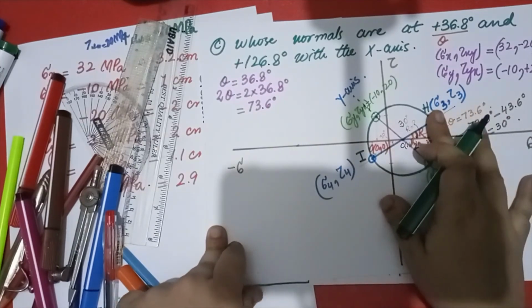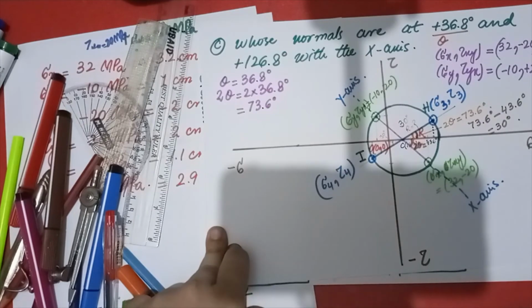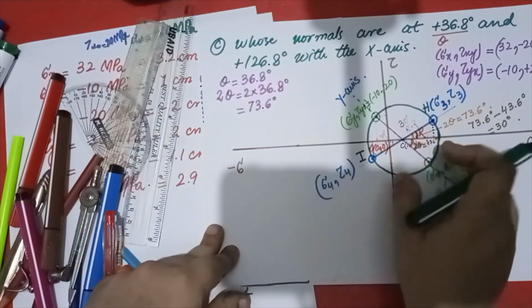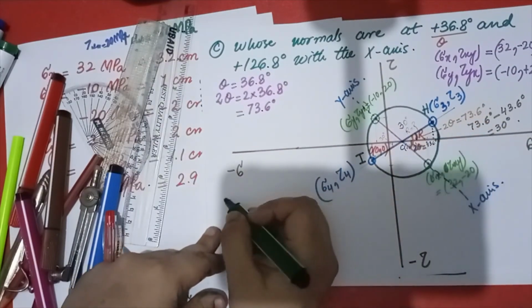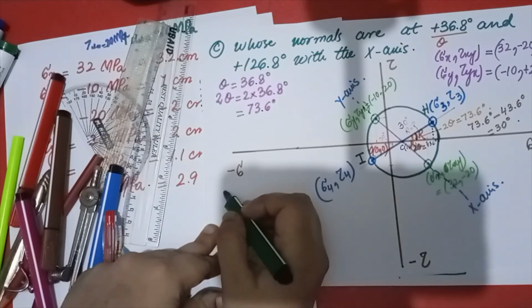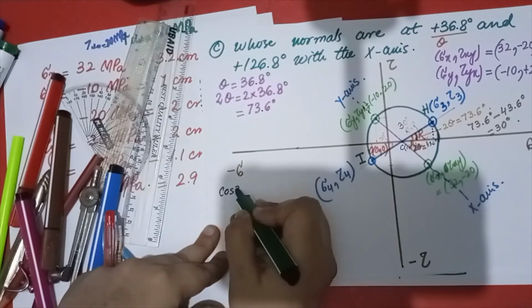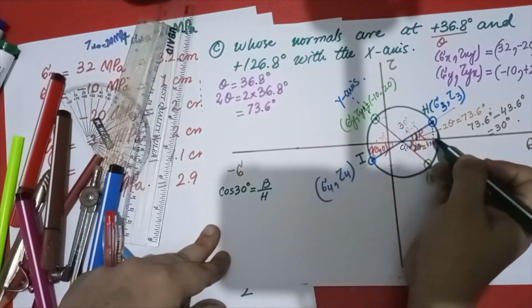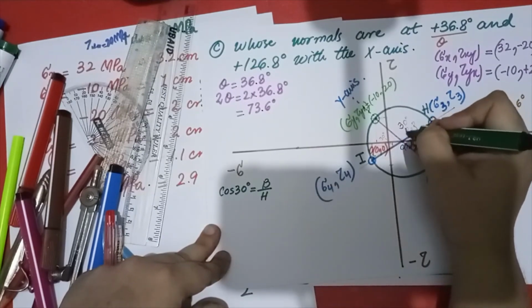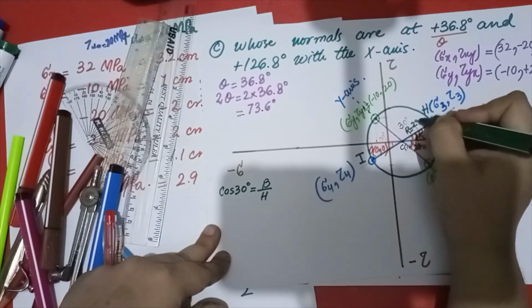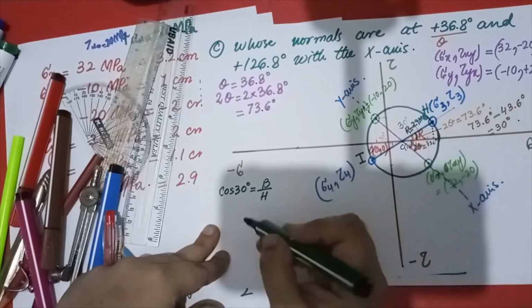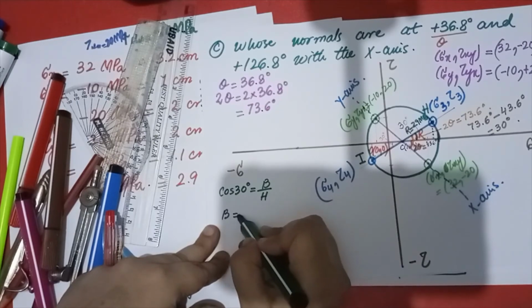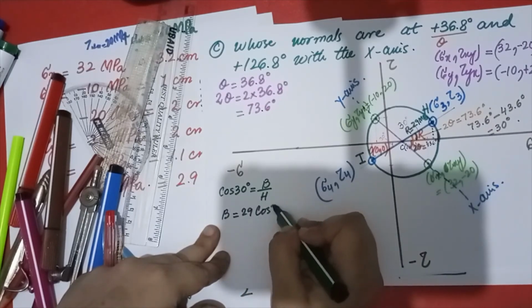So I need the coordinates of H and I. In the next step, I need this base length. So this base length will be cos 30 degree equals base upon hypotenuse, and hypotenuse R equals 29 MPa. R is equal to 29 MPa, you know that. So base equals 29 cos of 30 degree.